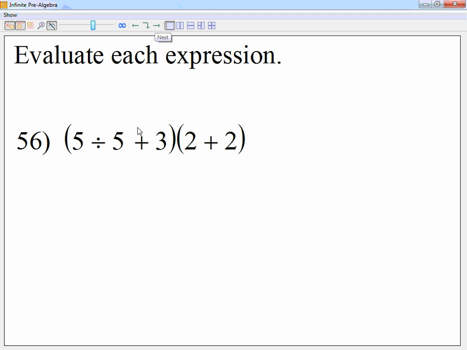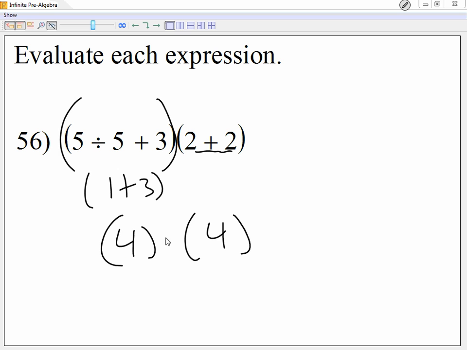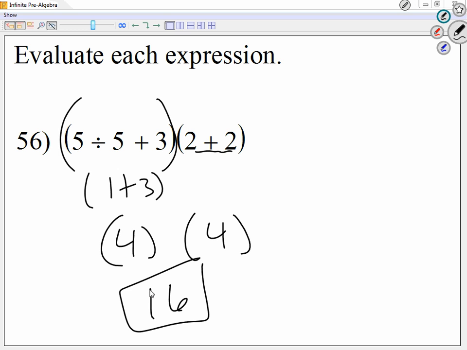By 56, let me do the group first. This big group, I notice inside the group I have a division and addition. And I know I divide before I add. So just that group, I'm going to look at this as 1 plus 3. Notice I did the division first. So 1 plus 3, I know that whole group is 4. Now the other group, I know it's also 4, right? Because 2 plus 2. When two numbers are put together, that's times. So 4 times 4, I'm going to call that 16.